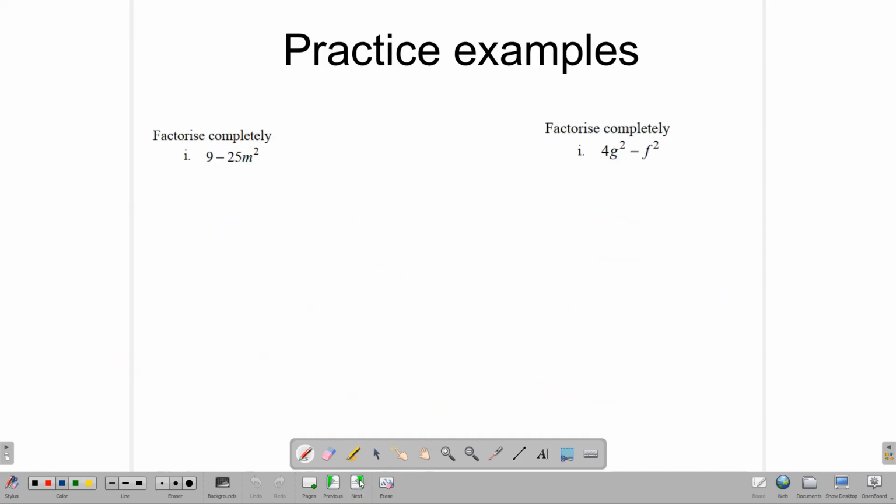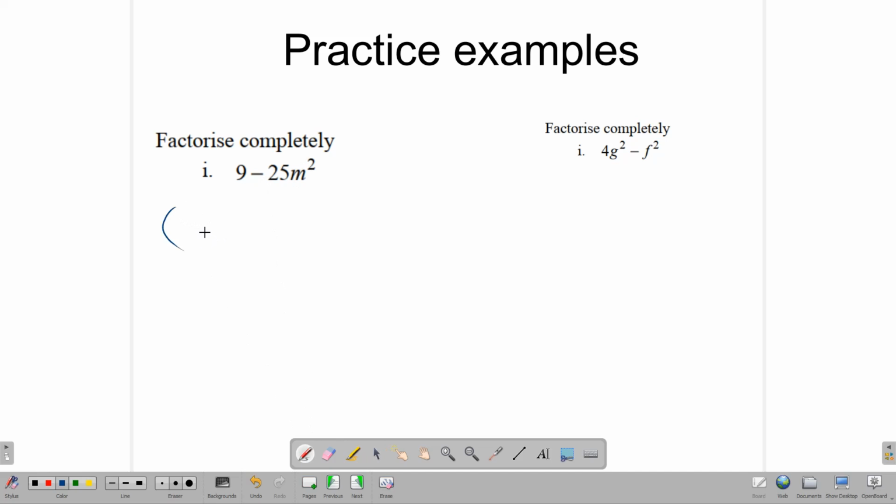Now let's practice it. So here we have 9 minus 25m squared. Let's make that a little bigger. 9 minus 25m squared. And so this is a square number. This is also a square. Everything here is square. Notice that we have a minus in the middle. It has to be minus.